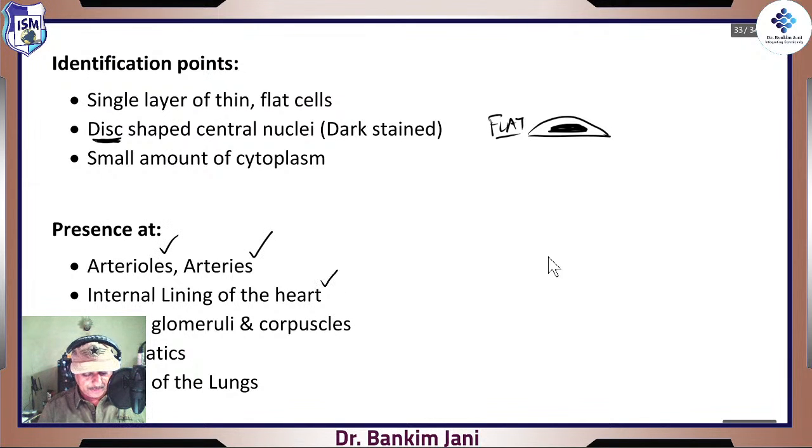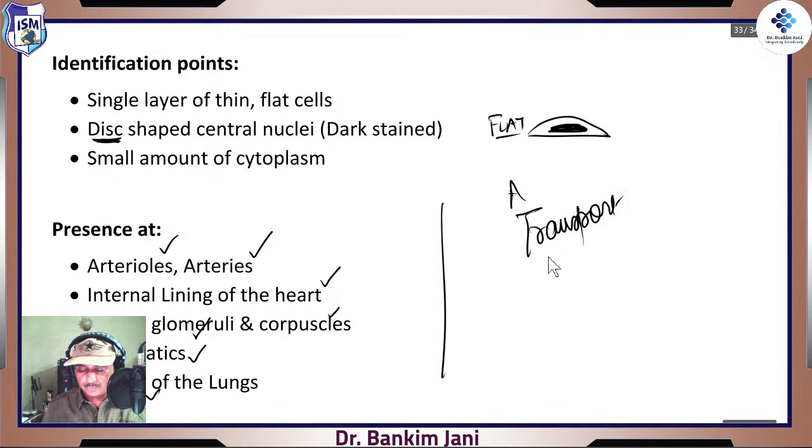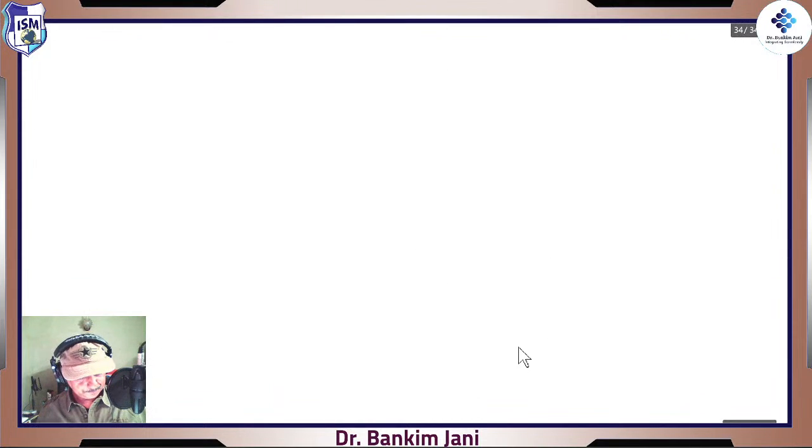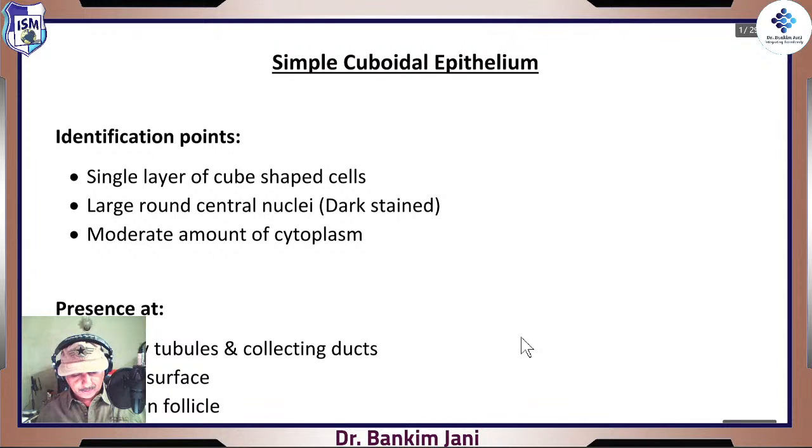Arteries, yes. Inner lining of the heart, the atrium. Kidney glomeruli, yes, we saw that, and corpuscles. And lymphatics, yes. And alveoli of the lungs, where this transfer occurs. So wherever active transport is occurring, these cells come into the picture. The next one is simple cuboidal. Yes, I do remember those points were to be discussed.